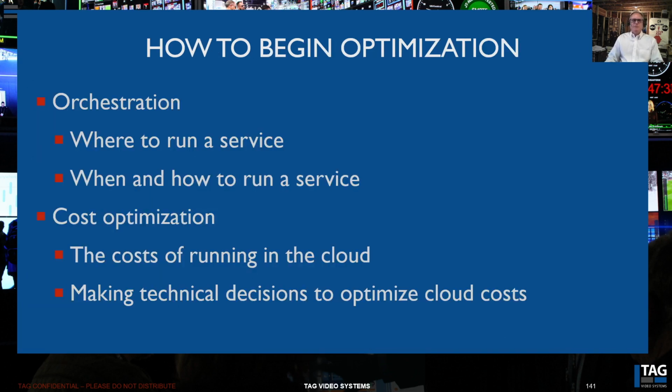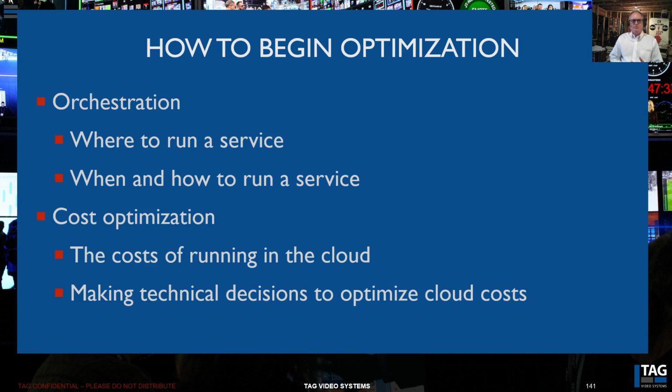So the first step to optimization is orchestration. And orchestration is about where you want to run your service, whatever that service is, how you want to run it, and when you want to run it. So instead of just leaving things running full time, like an ingest server or a media manager, we're going to run these things only when they need to run. We're going to run them the right way.